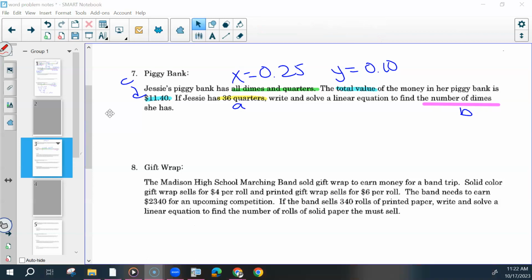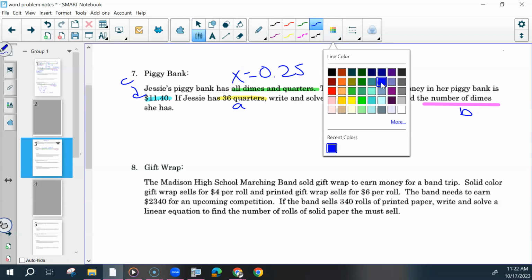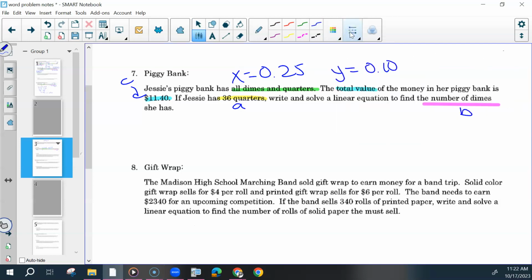Okay, so we found all the variables for this one, but we need to set up the equation. How would we do that? What would this look like? Remember, it's going to be in the format ax plus by equals c. So our A would be 36 and 0.25 plus B times 0.10 equals 11.40. So it'd be set up something like that, and then we could start to solve.